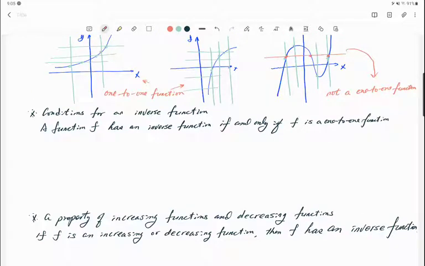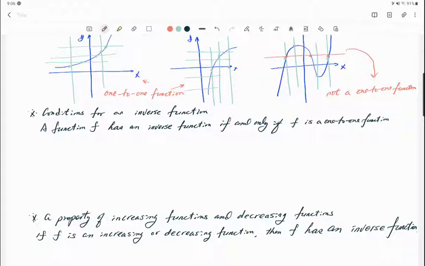Okay, so the conditions for an inverse function. In order for it to be an inverse function, both the horizontal line test and vertical line test must contain what? One intersection, right? So a function f has an inverse function if and only if f is a one-to-one function. Okay, that's what we mentioned earlier.